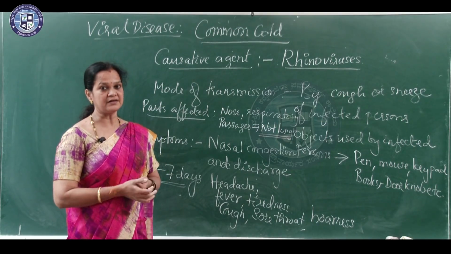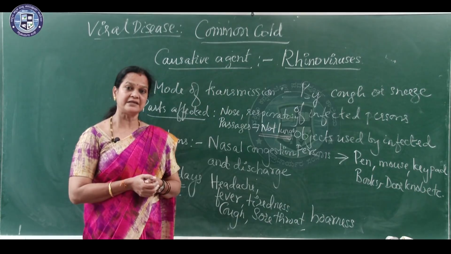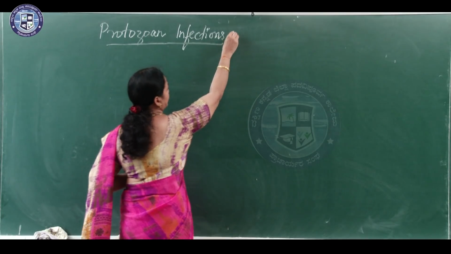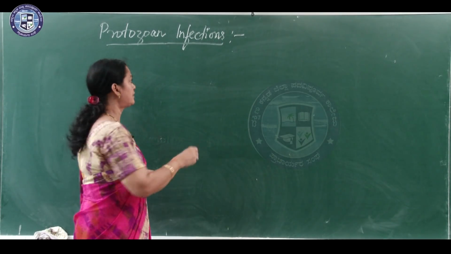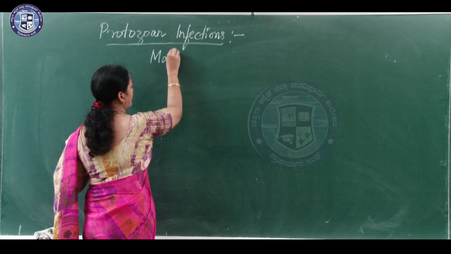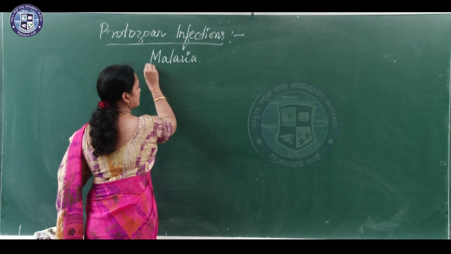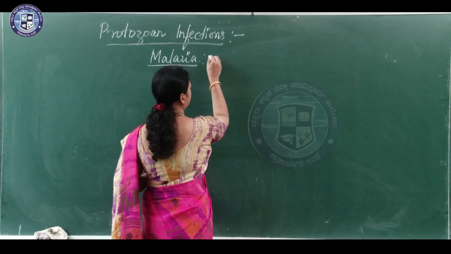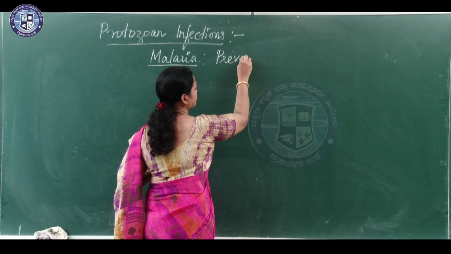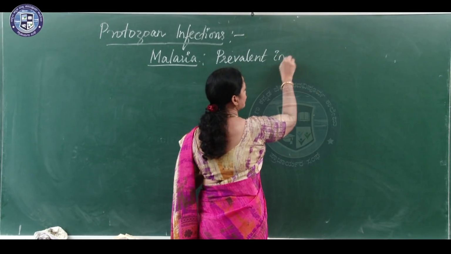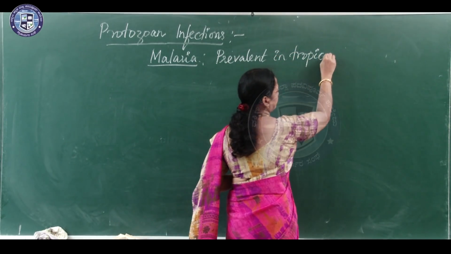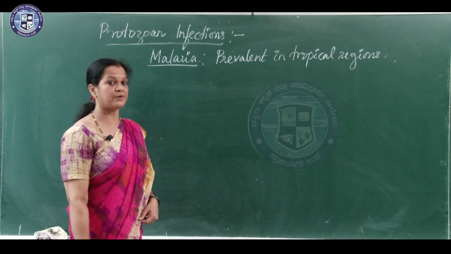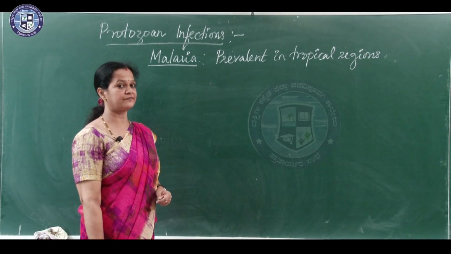Then we will move on with the protozoan infection, protozoan disease. The very important infection in this is the disease called malaria. Malaria is prevalent in tropical regions. It is caused by different types of parasites.